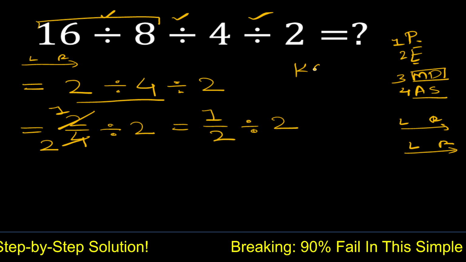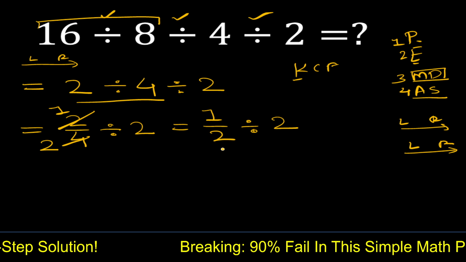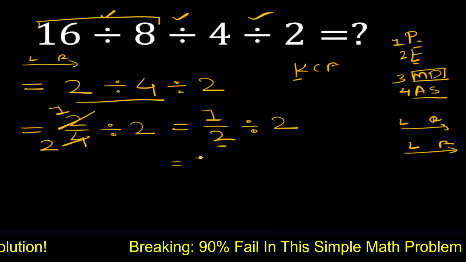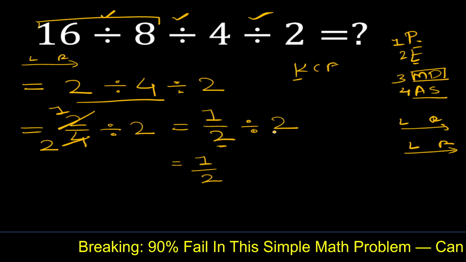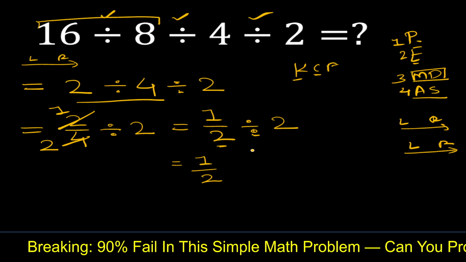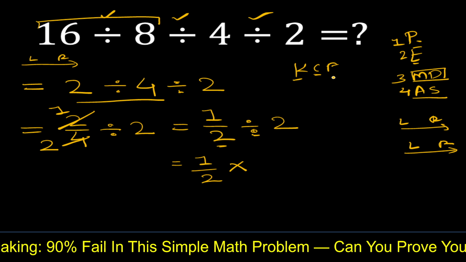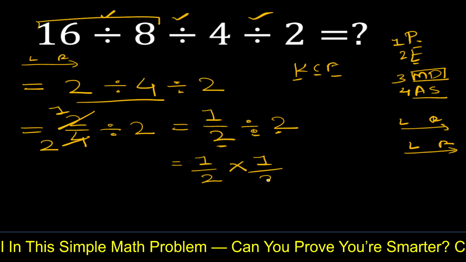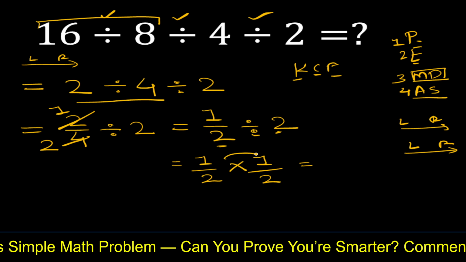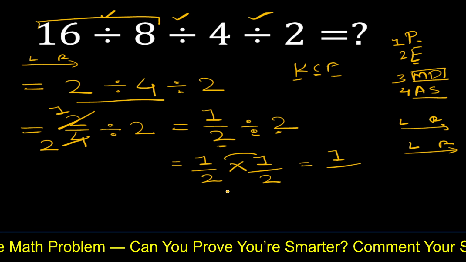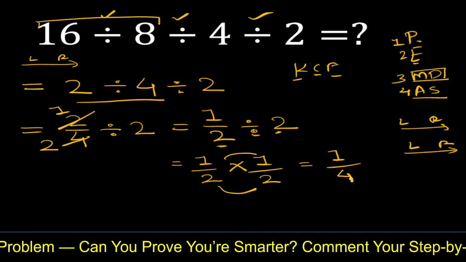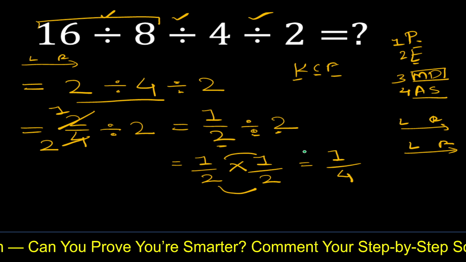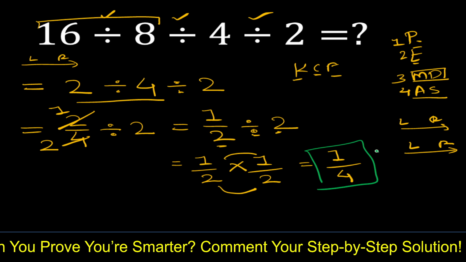Now according to KCF rule, K means keep this first fraction as it is same, 1 upon 2. And C means change this sign from division to multiplication. And F means flip this second fraction, 2 is equal to 1 upon 2, right? Now 1 times 1 is equal to 1 and 2 times 2 is equal to 4. So the correct answer is 1 upon 4.